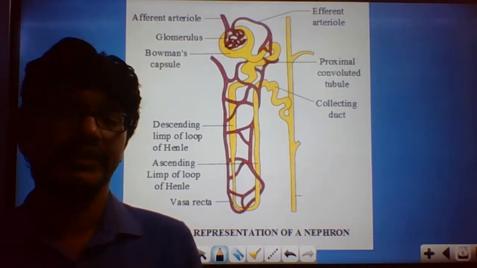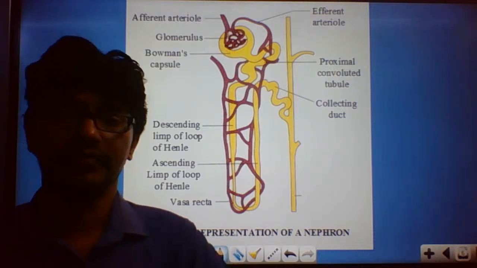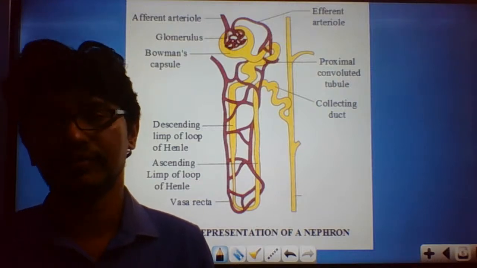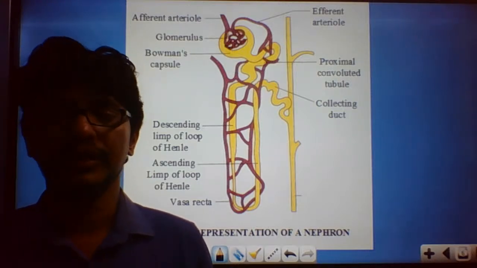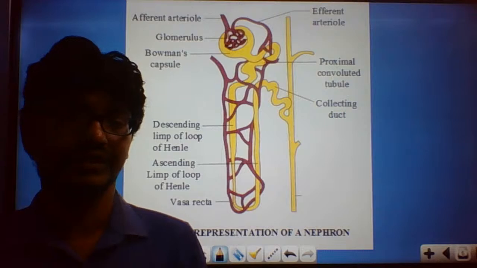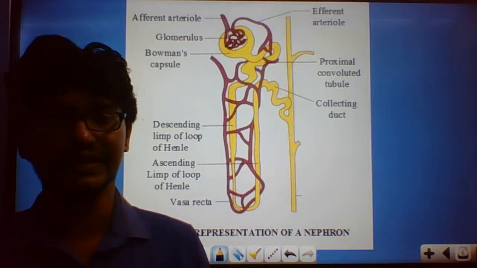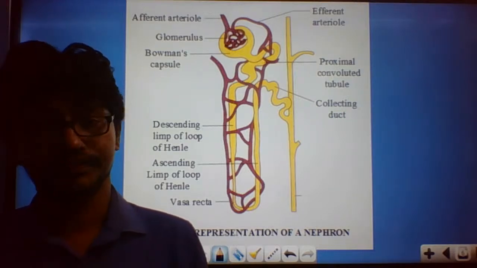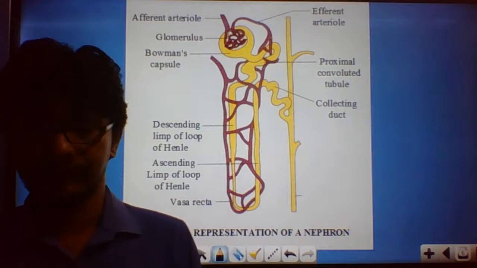So in a single kidney, the number of nephrons, many questions were asked on how many nephrons. What is the maximum number of nephrons that you could see in a single kidney? Can someone tell me how many nephrons are present in a single kidney? Now we're going to discuss the structure of nephron.